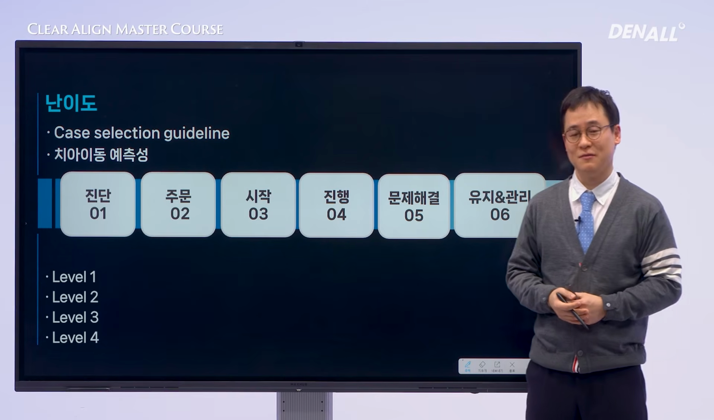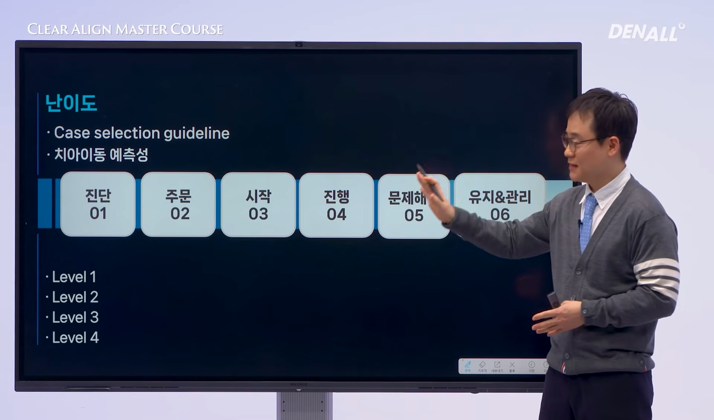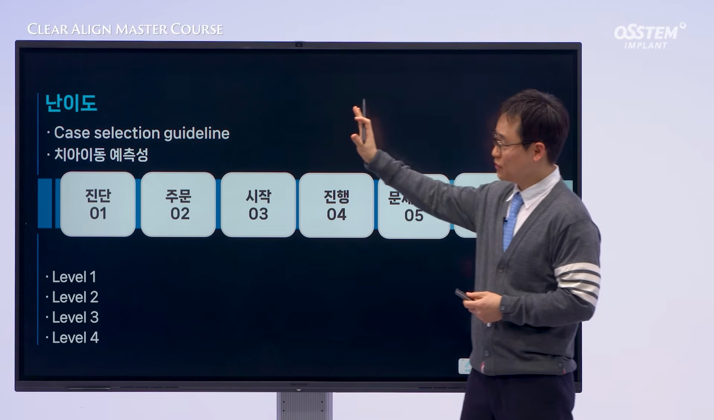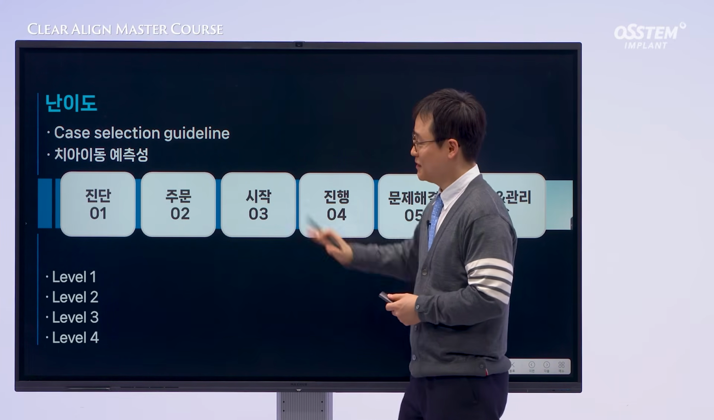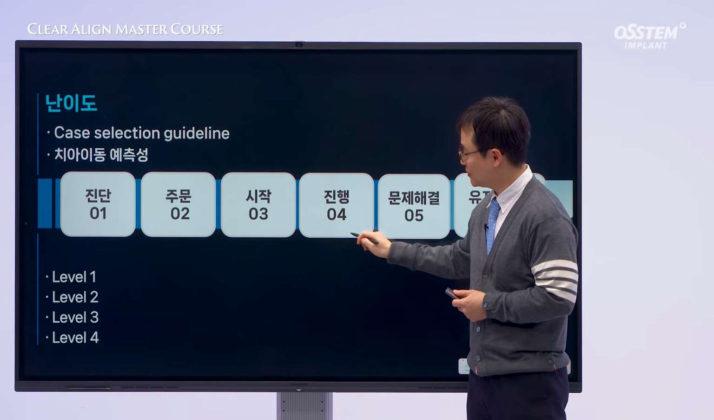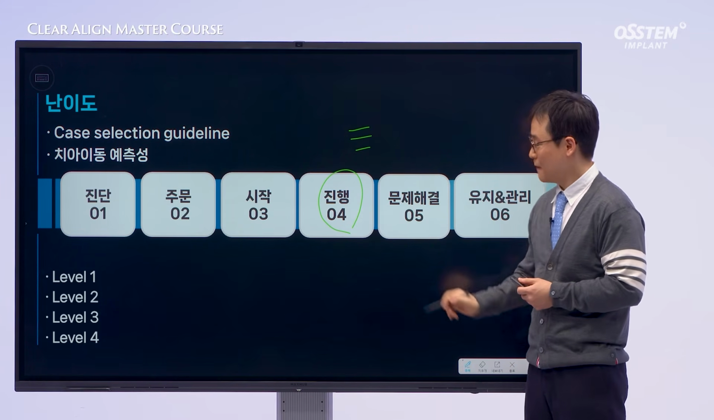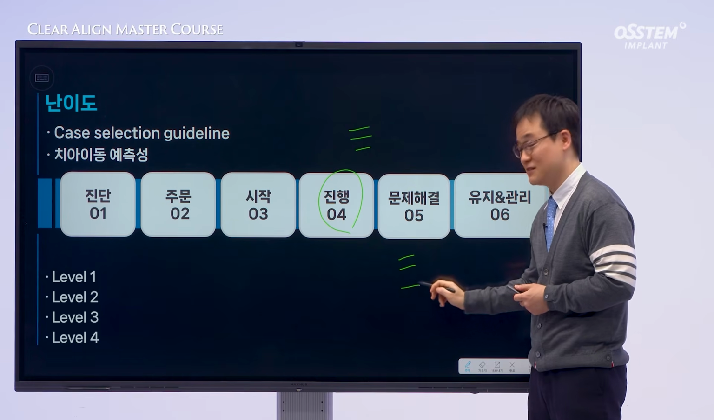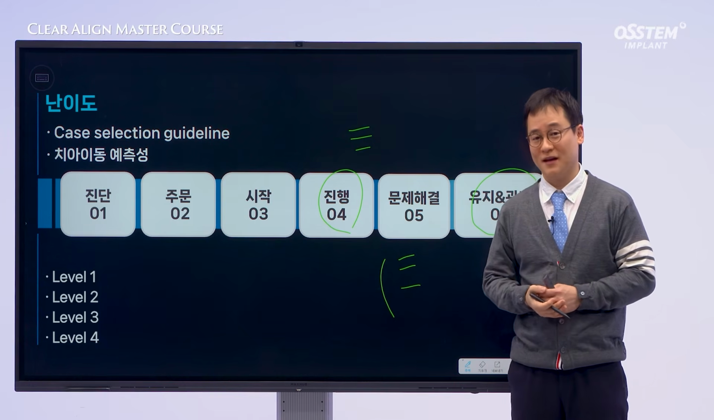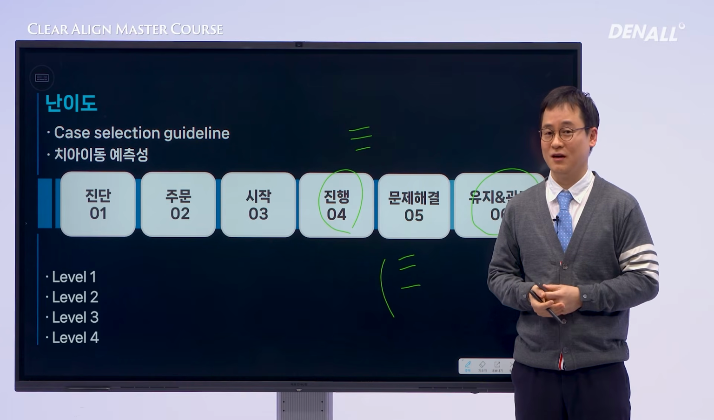So, to wrap up, when studying clear aligner treatment, I'd like to recommend that you check each step in the chart I showed you earlier. You don't necessarily have to follow the steps, but I recommend going through each part, starting with diagnosis, learning how to make an order, understanding how to initiate treatment, and knowing what to monitor during the process. Then, when unexpected issues arise, you should be aware of possible solutions and learn how to maintain the results. If you study each part thoroughly, you will be able to develop clear aligner treatment plans and achieve successful outcomes.